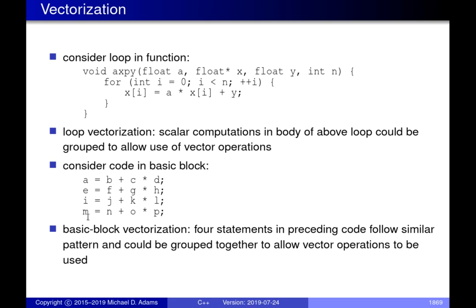So the pattern you see with vectorization is that there's some kind of common structure. You're doing a similar computation to multiple pieces of data, and then the idea is you can combine these things together into vector operations. Any questions?